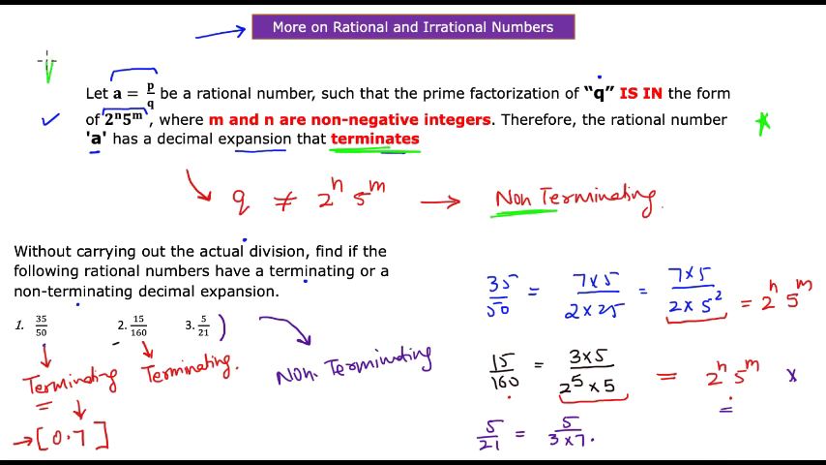So this theorem actually gives you a quick trick: if there is any rational number p over q, how do you know whether that number will result in a terminating versus non-terminating decimal?